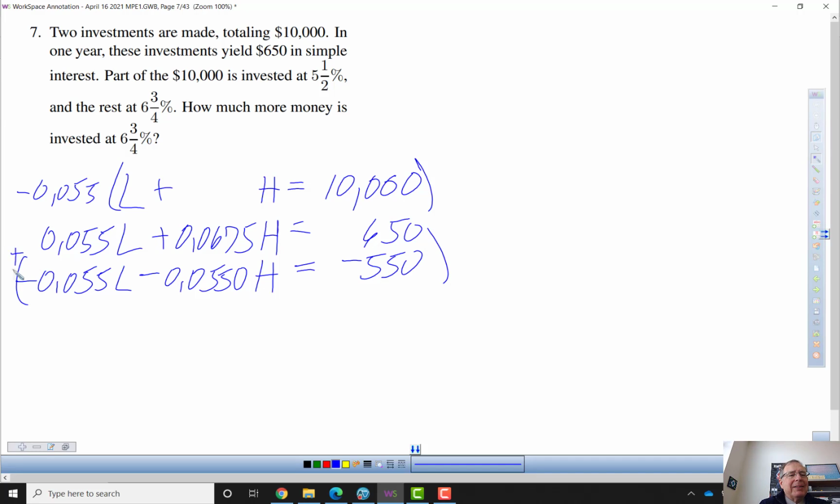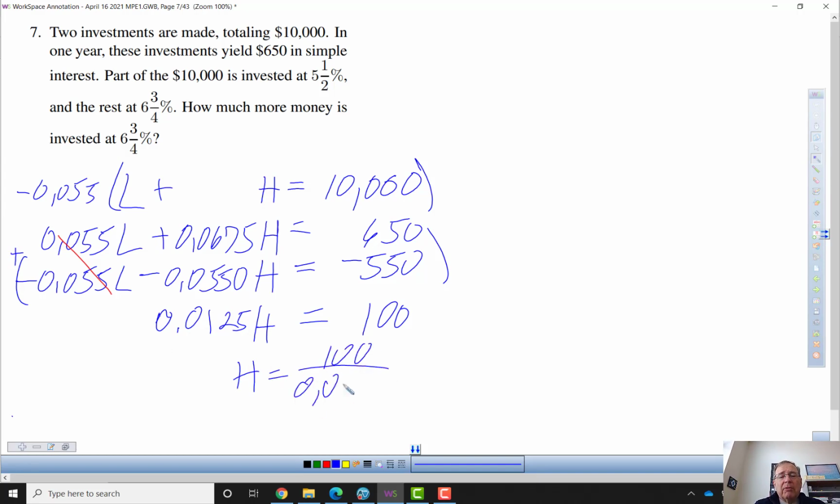I'm then going to add these two equations, so I've eliminated my L variable. And here I get a 5, a 2, a 1, 0, so 0.125H. And then over here I get 100. Now, I don't think they really expect you to do this long division problem, which would be the equivalent of this.